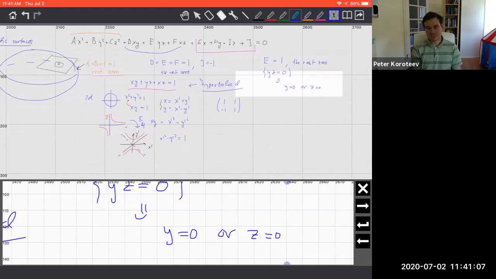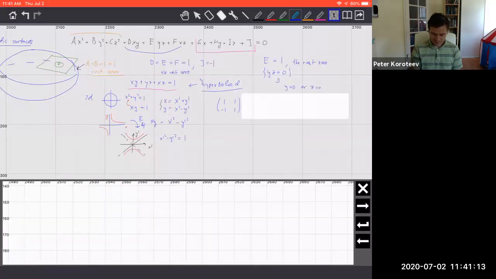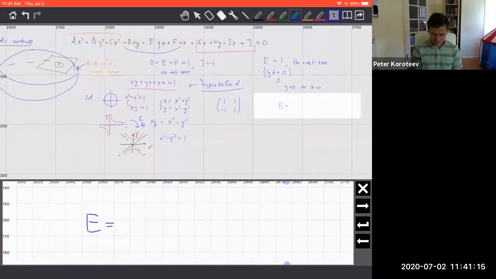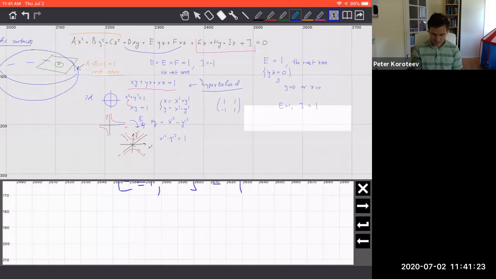So that happens for E equals 1, and then how about E equals 1 and J equal to, say, 1? So we have yz plus 1 equals 0. What's that?